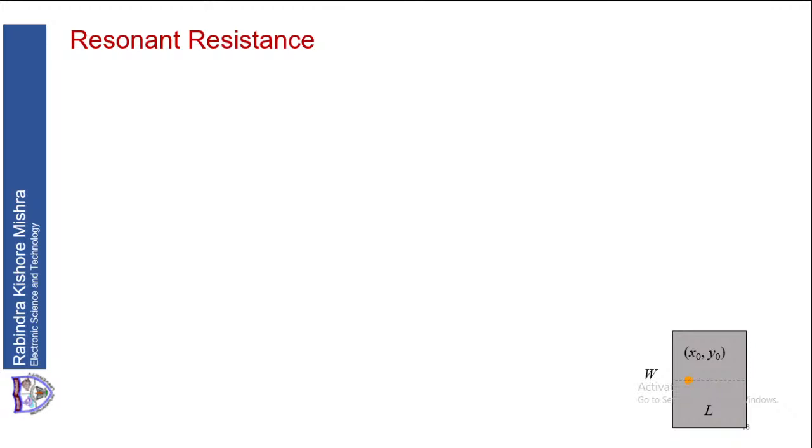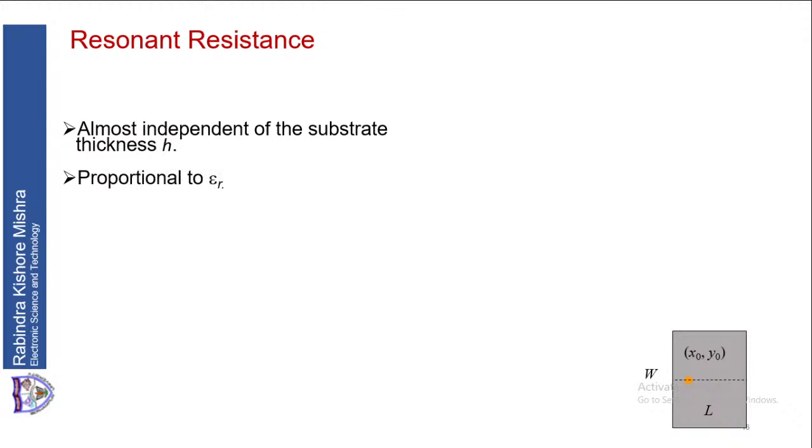So up to now what we have discussed is from the theoretical aspects or from the examination point of view. Now if you are going to design a microstrip antenna, some small hints about how to design a microstrip antenna, that I am going to give you now. Now the resonant resistance is almost independent of the substrate thickness. It does not depend on the substrate thickness H.